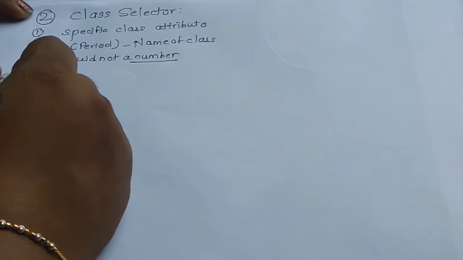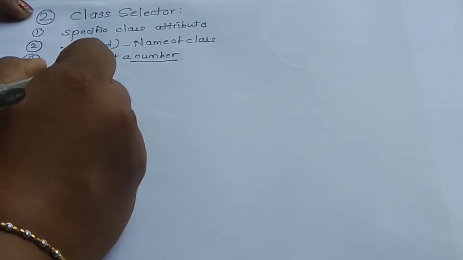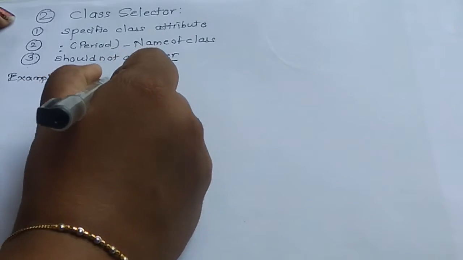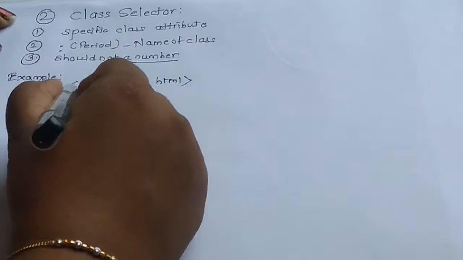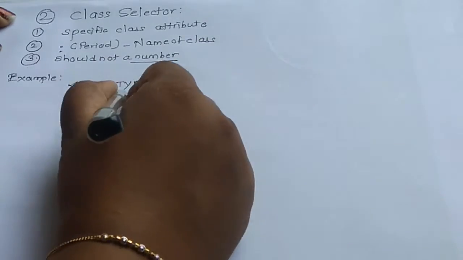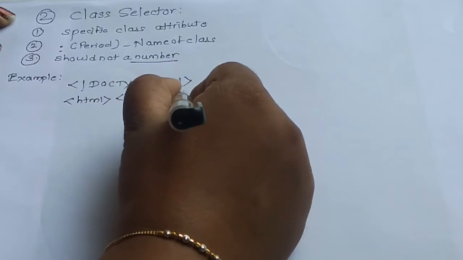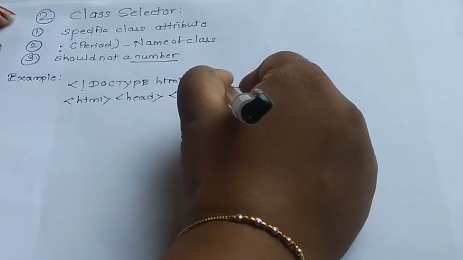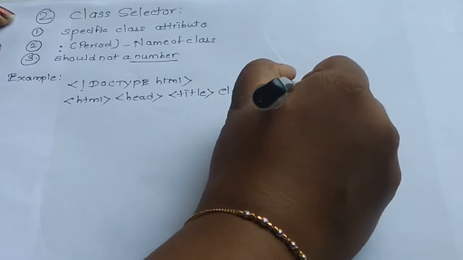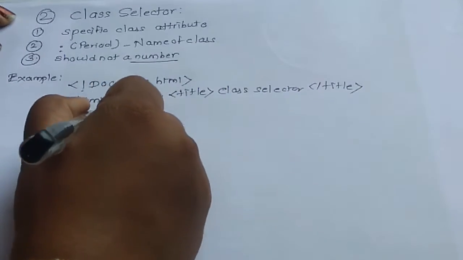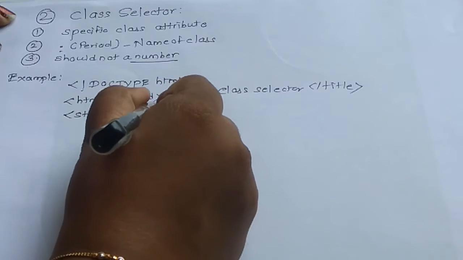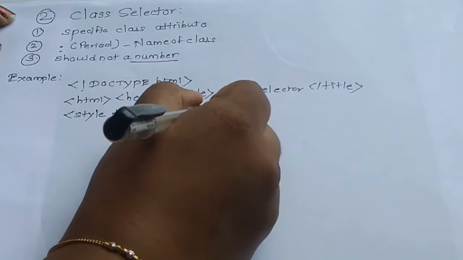Now let's have an example of this. In the same way, by using internal CSS, we are going to define the class selector. Here, again we will start with the doctype HTML. Now this is the starting tag. Then start with your html, head, title, put the title as class selector, then close it with /title. Now after this, the tag is style, type is equal to text/CSS.